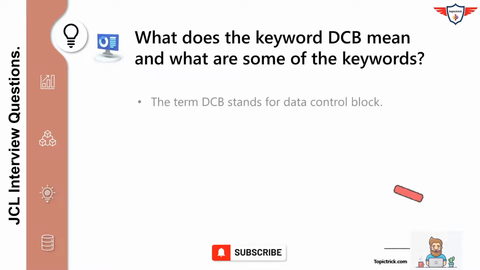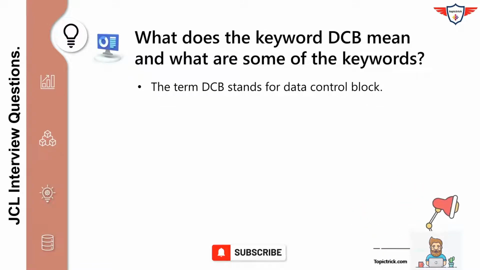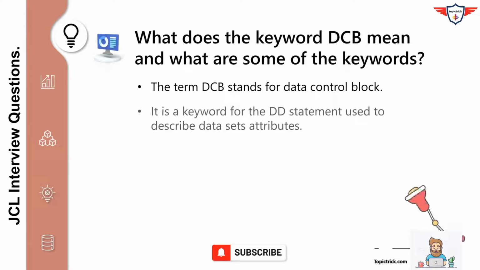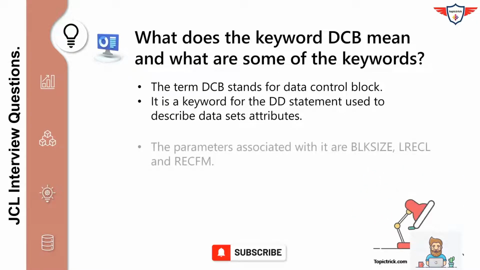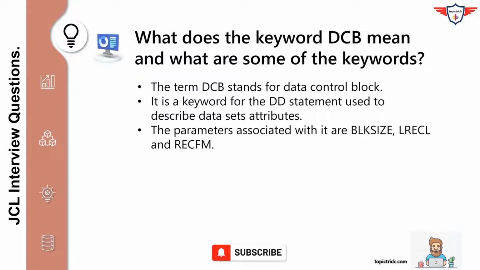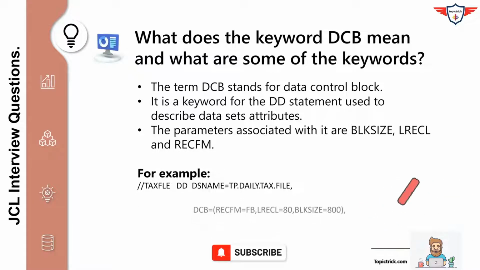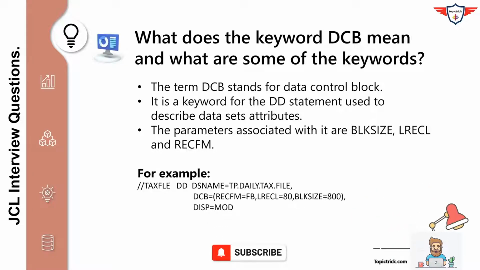What does the keyword DCB mean, and what are some of the parameters? The term DCB stands for Data Control Block. It is a keyword for the DD statement, and it is used to describe dataset attributes. The parameters associated with DCB are block size, logical record length, and record format.